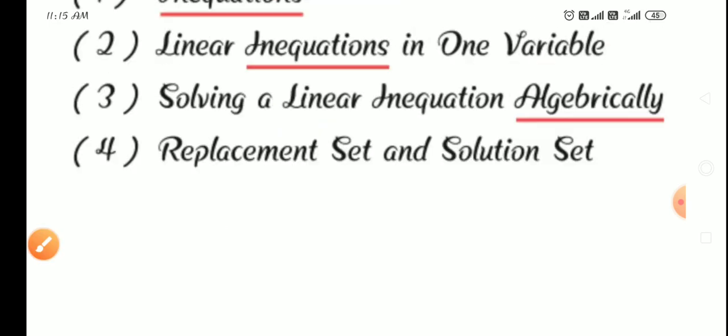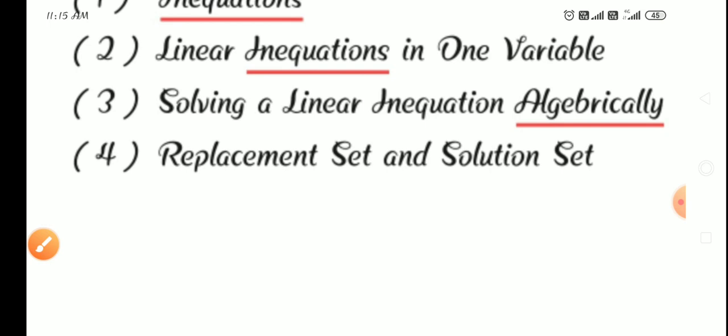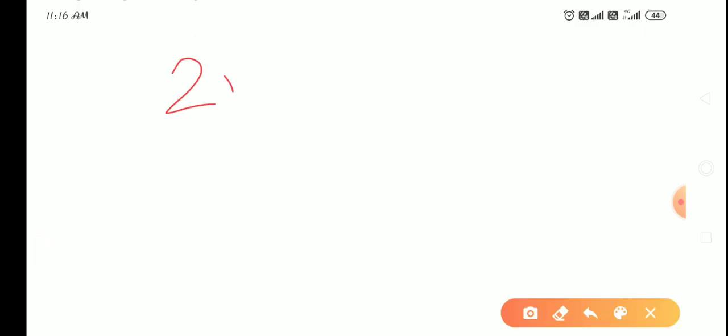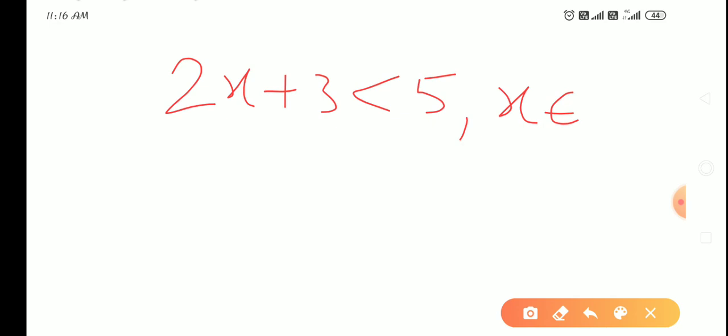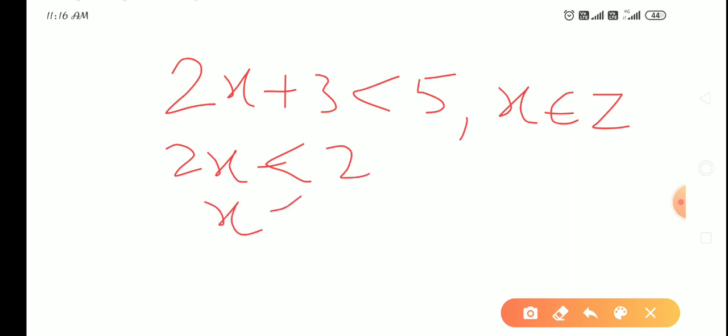Now the next point is coming: replacement set and solution set. Suppose 2x plus 3 is less than 5 is given, and the replacement set is given, means one set is given, x belongs to integers. The set of integers can be denoted by Z or capital I. Now first of all you solve: 2x is less than 5 minus 3, so 2x is less than 2, x is less than 1.